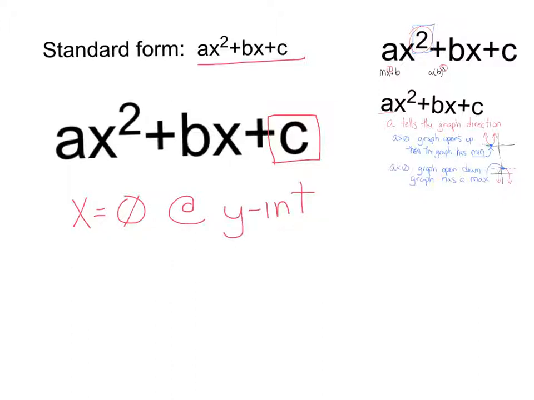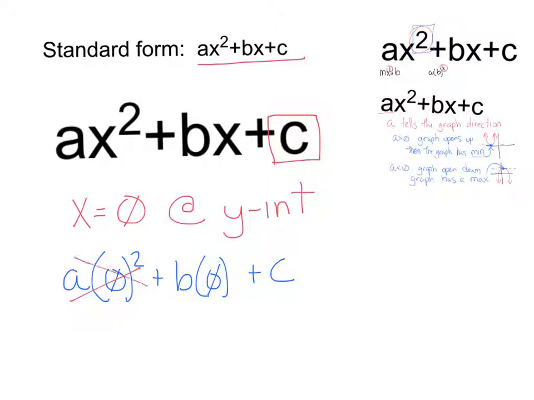So if you input 0 in for x, you get a times 0 squared plus b times 0 plus c. We know that any number times 0 will go away, so we're left with just the value of c. When we put that into a coordinate point, we know our x value is 0, and our y value has to be c, because that's all that's left. So the c value in ax squared plus bx plus c gives us our y-intercept.